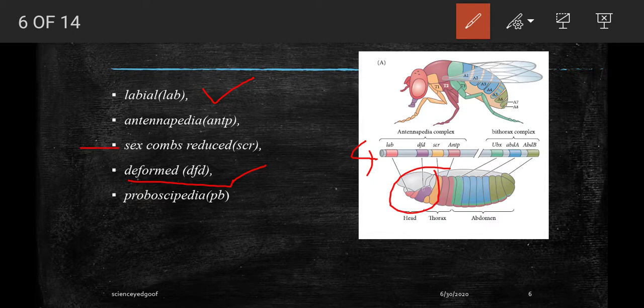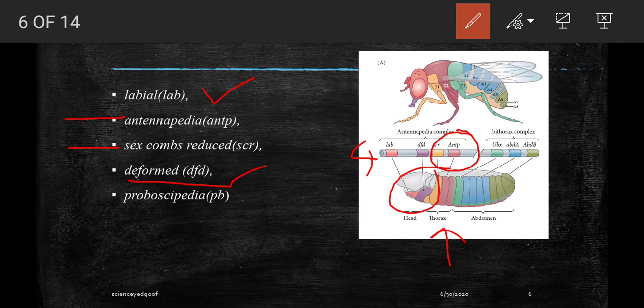Then you have sex combs reduced, abbreviated as SCR, as well as the Antennapedia gene. These two are involved in the thorax region, so they are very important for the thorax identity, which you can see in the diagram.